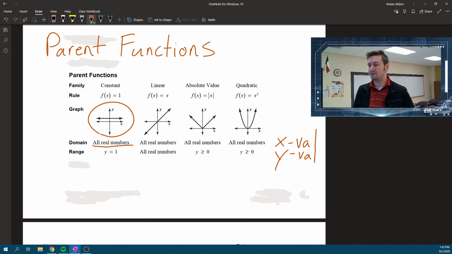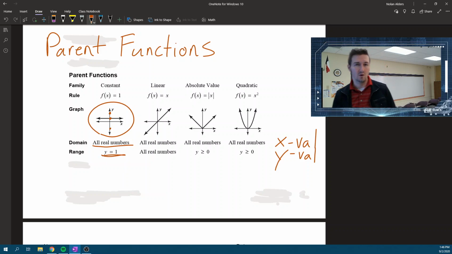That's the y values. If you'll notice, our function never goes down here. And it never goes up here. In fact, if we look at all of the y values, it looks like there's only one y value that this function goes through, and that's right there. It doesn't go up or down. So it always stays at that constant level. So our range for the constant function is just going to be 1. Y equals 1. It's only one number.